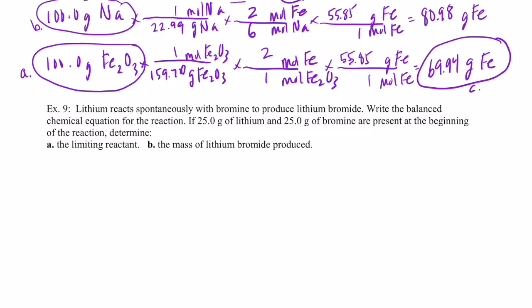Alright, welcome back. Let's see, we have lithium reacts spontaneously with bromine to produce lithium bromide. So you have to write the balanced equation, and I'm giving you 25 grams of each reactant. And I want to know, once again, the limiting reactant and the mass of product I can make here.